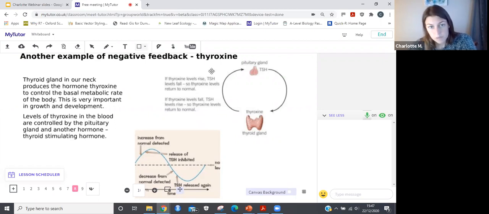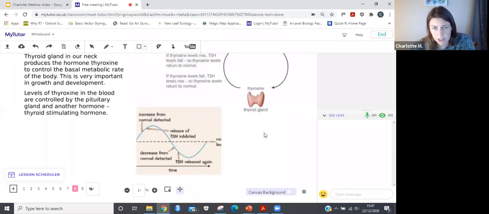In order to do that, it uses a messenger hormone called TSH, thyroid stimulating hormone. Basically, if thyroxine levels rise, then TSH levels fall, and that means that the thyroxine levels return to normal. But if thyroxine levels fall, then TSH levels rise. That stimulates the thyroid gland to release more thyroxine, and so levels return to normal. This graph is a good way of illustrating that.